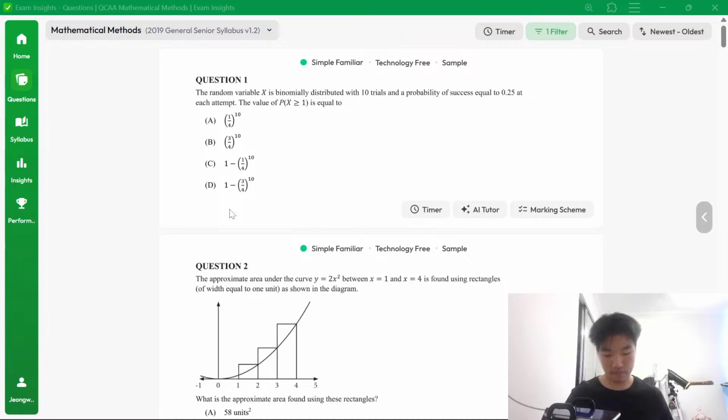Okay, so what we're going to do is we're going to go over the sample paper for math methods. Okay, and we're going to try and go through both in under 3 hours, hopefully. Let's start. Okay, question one. Random variable x is binomially distributed with 10 trials and p equals 0.25 at each attempt. So the probability that x is greater than or equal to 1.